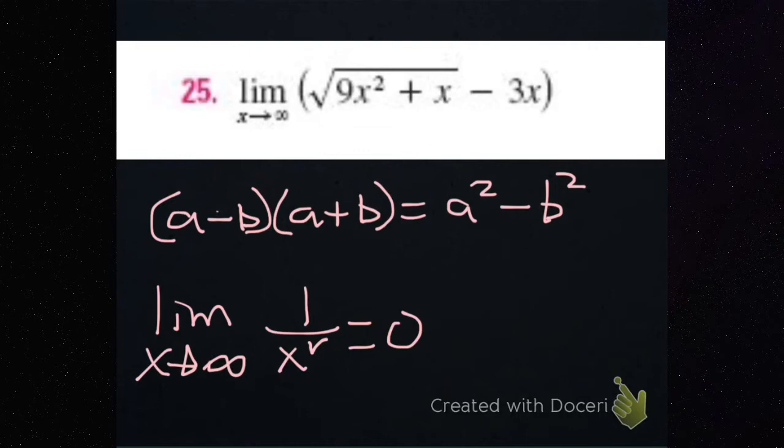Ready? We're looking at the limit as x goes to infinity of the quantity square root of 9x squared plus x minus 3x.